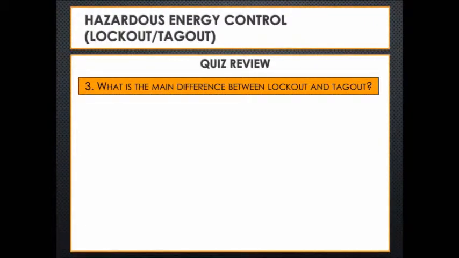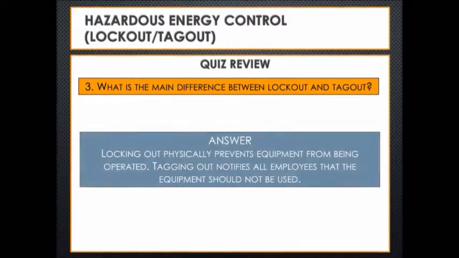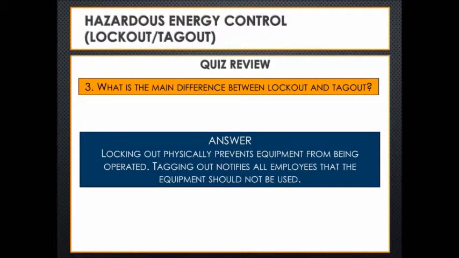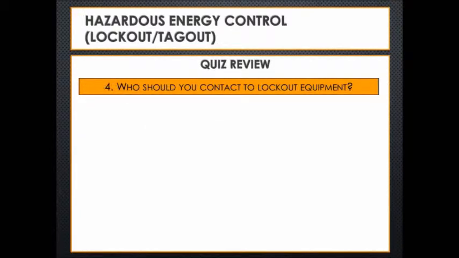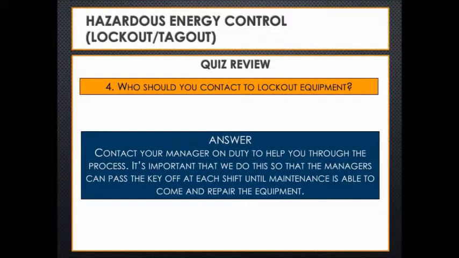Question 3. What is the main difference between lockout and tagout? Answer. Locking out physically prevents equipment from being operated. Tagging out notifies all employees that the equipment should not be used. Question 4. Who should you contact to lock out equipment? Answer. Contact your manager on duty to help you through the process. It's important that we do this so that the managers can pass the key off at each shift until maintenance is able to come and repair the equipment.